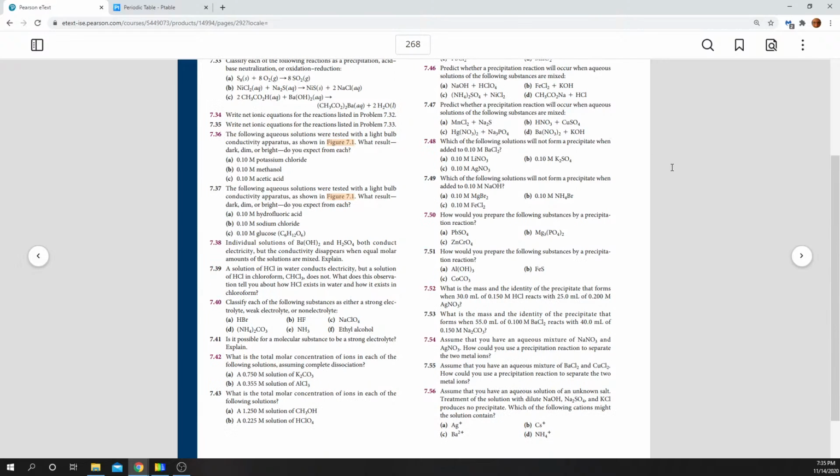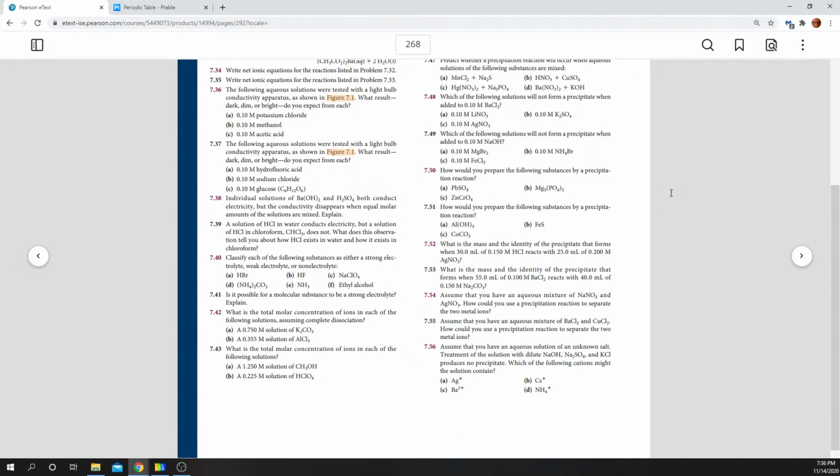All right, 748. Which of the following solutions will not form a precipitate when mixed with barium chloride? Lithium nitrate would not, potassium sulfate would, and silver nitrate would. So the only one that would not would be A, the lithium nitrate. The potassium sulfate would because you'd get barium sulfate coming out of solution, and the silver nitrate would because you would get silver chloride coming out of solution.